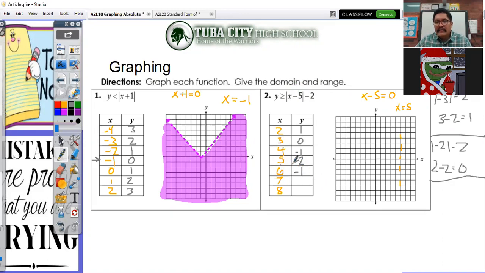And again, if this middle point is indeed our vertex, we should have a mirror of these values in here. But just in case you made a mistake, it's probably best to continue evaluating all of them. So 7 minus 5 would be 2. 2 minus 2 is 0. And 8 minus 5 is 3. 3 minus 2 is 1.